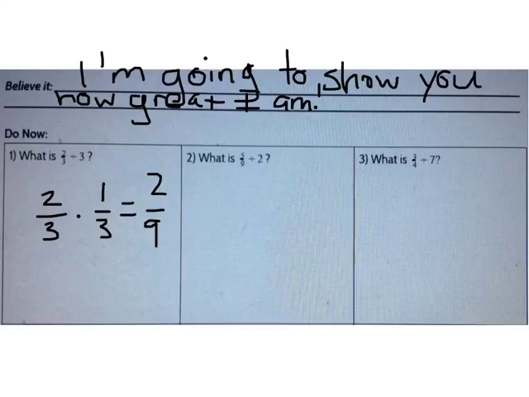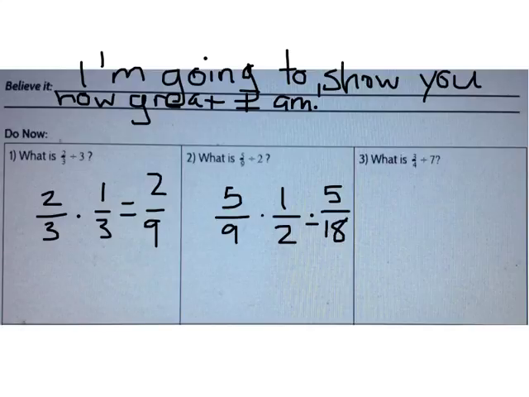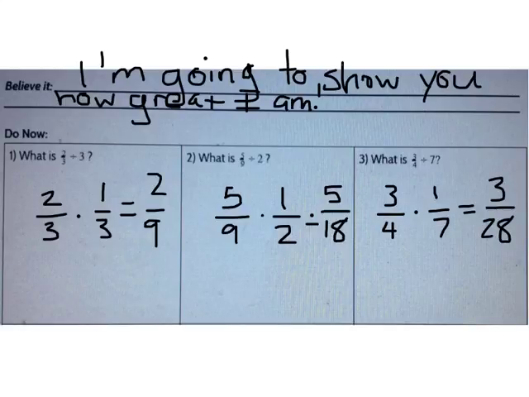You try number 2. What's 5/9 divided by 2? Well, 5/9 divided by 2 is the same as 5/9 times 1/2. What's that answer? It's 5/18. What's 3/4 divided by 7? 3/4 divided by 7 is the same as 3/4 times 1/7, or 3/28.